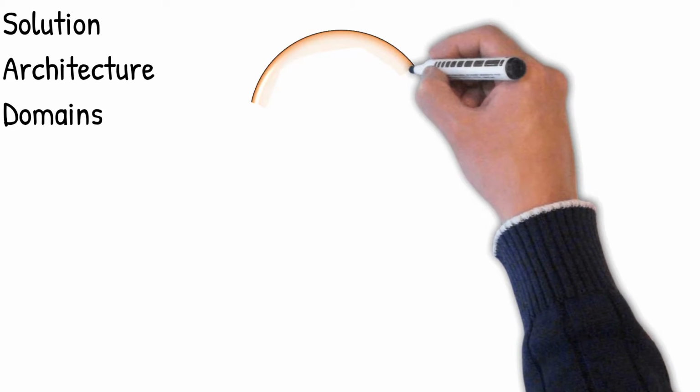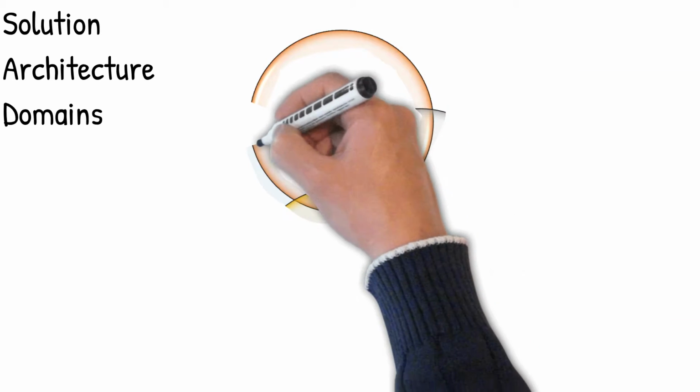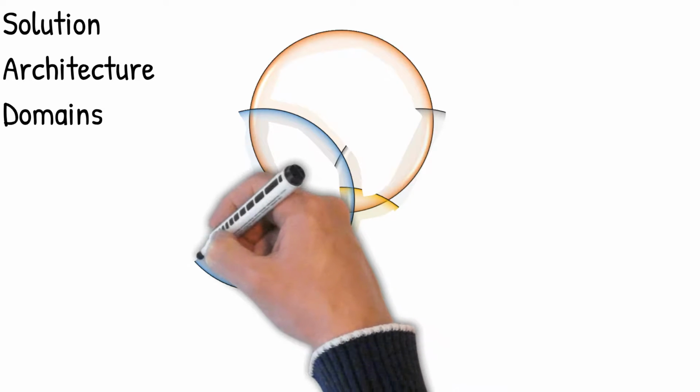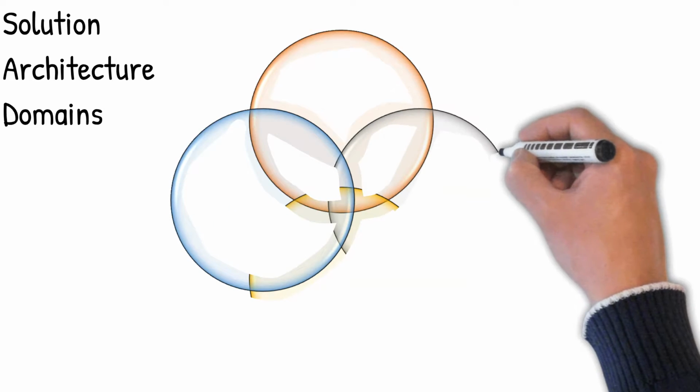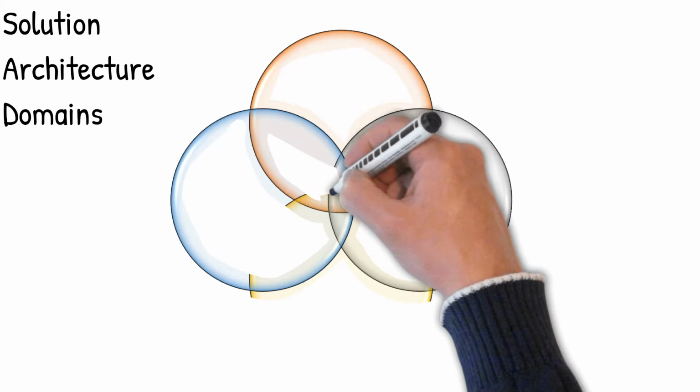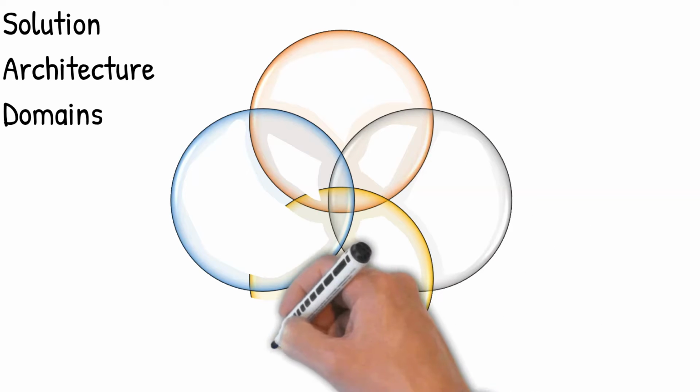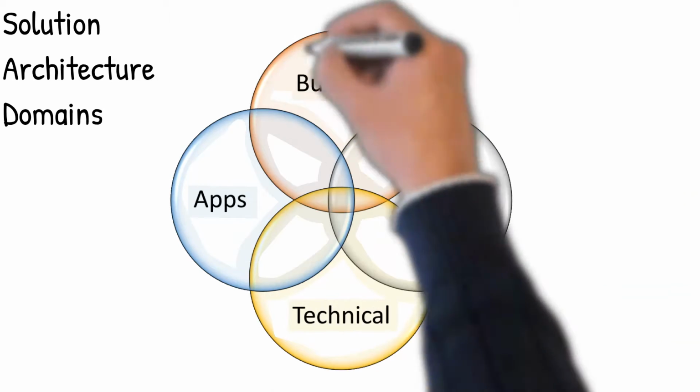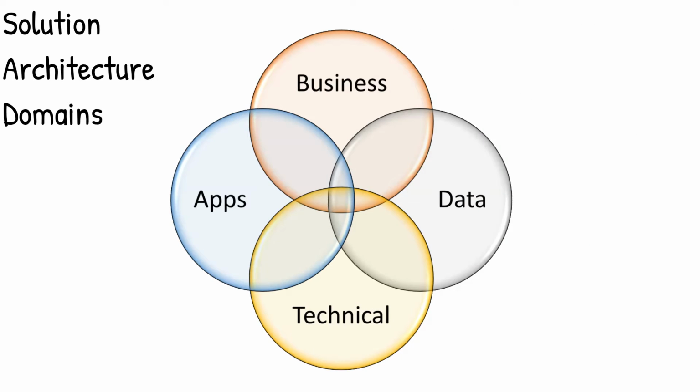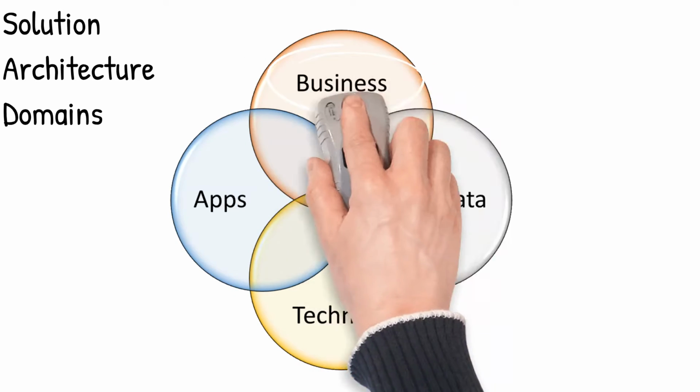Solutions architecture can be broken down into 4 domains. We use these domains to segment the problem and allow us to focus in on each domain separately. These 4 domains are business architecture, data architecture, technical architecture, and applications architecture.